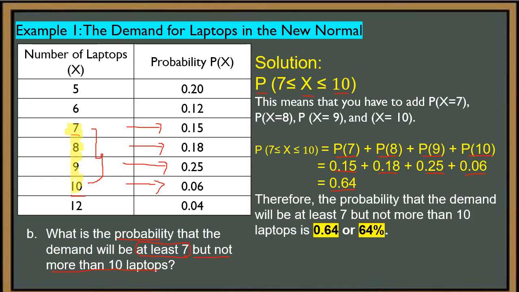Therefore, the probability that the demand will be at least 7 but not more than 10 laptops is equal to 6400s or 64%. So again, how do we get the 64%? Multiply the 6400s by 100. So that is equal to 64, and simply add the percent symbol.